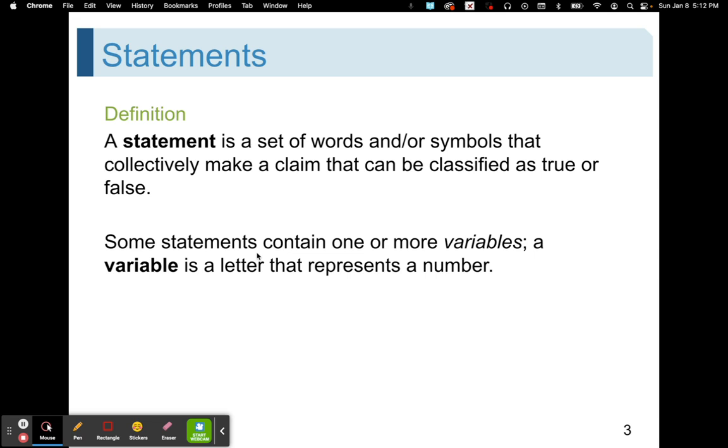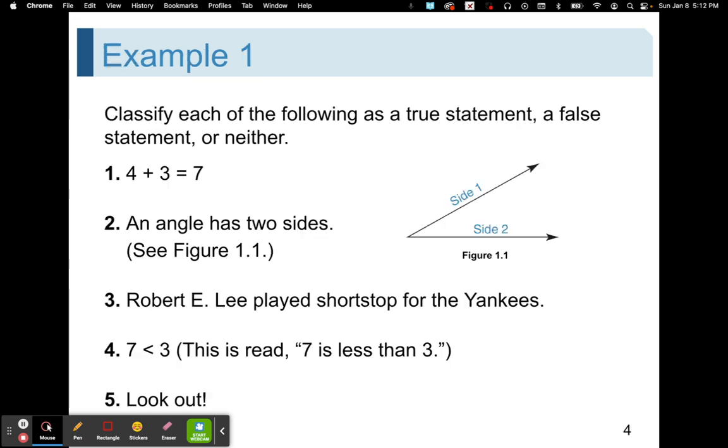So a statement is a set of words and/or symbols that collectively make a claim that can be classified as true or false. What we're looking at here is whether these statements are true or false, not whether they are a statement or not a statement. Some statements can contain one or more variables. A variable is a letter that represents a number.